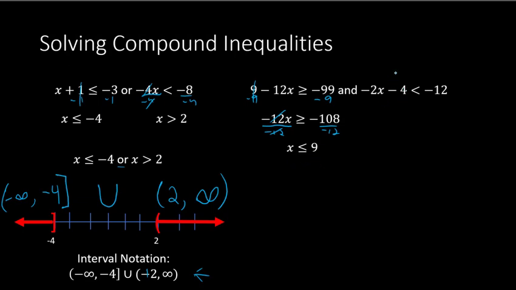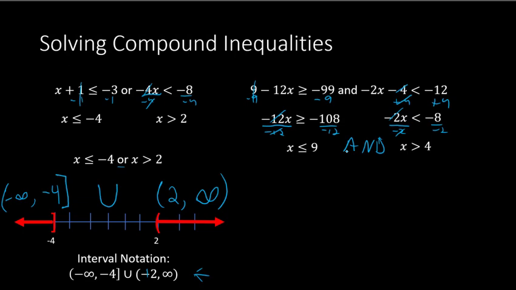The other part we can solve as well. We can begin by adding 4 to both sides. That gives you negative 2x is less than negative 8. And then divide both sides by negative 2. That gives you x on the left, and then positive 4 on the right. And because you divided by a negative number, you must switch the inequality from a less than to a greater than. So we have x is less than or equal to 9, and it's greater than 4. So it's between 4 and 9.